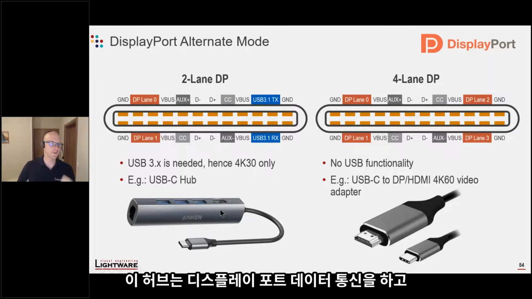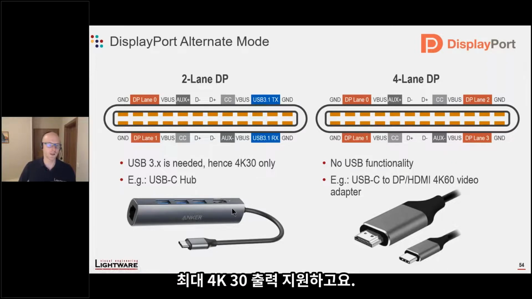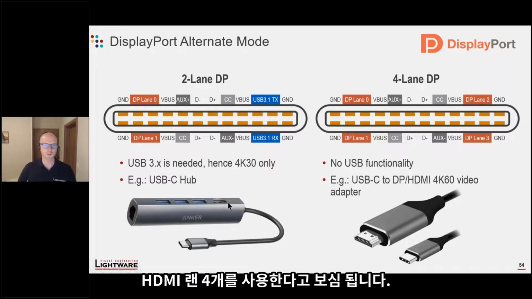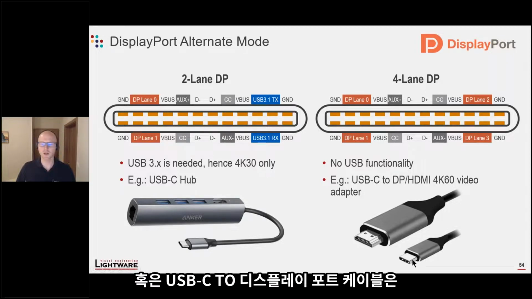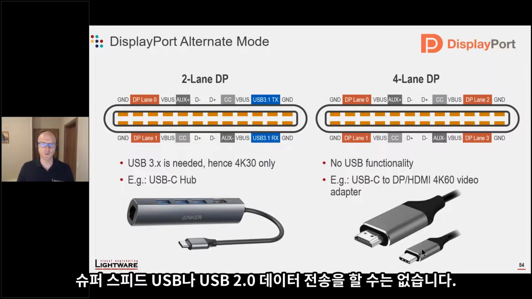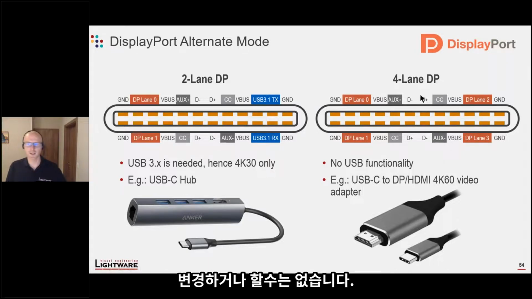This hub receives DisplayPort data, and it has a DisplayPort to HDMI converter inside, so it can go up to 4K 30. In DisplayPort world, it means 2 lanes. In HDMI world, it means 4 lanes. But for these kind of cables where you have USB-C to HDMI or USB-C to DisplayPort, there's no USB functionality required whatsoever. So no need for super speed USB wire pairs and no need for USB 2.0 either, but that has to be present in the connector, and it's always present because it has its dedicated wire pairs.